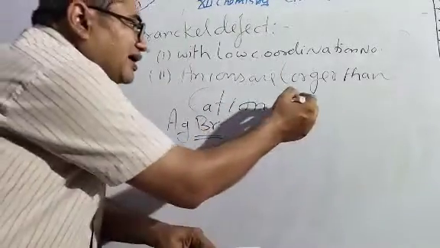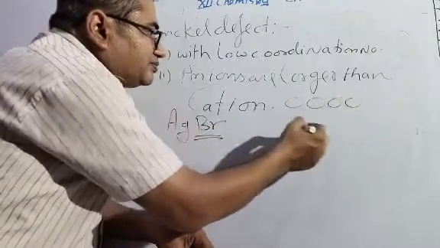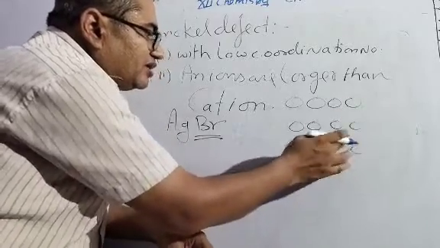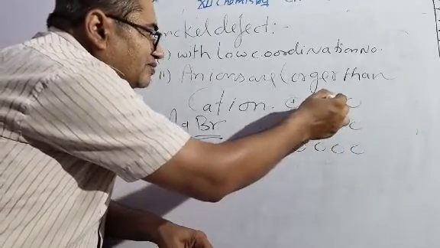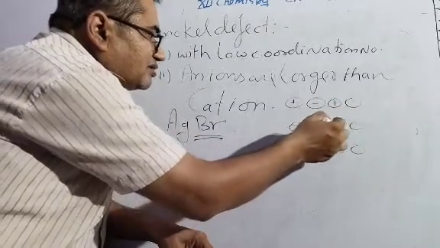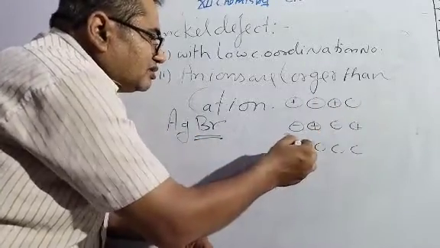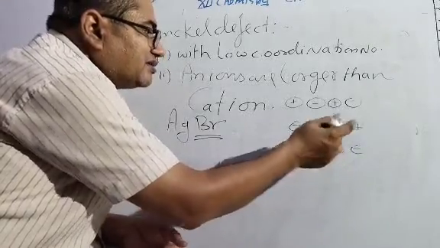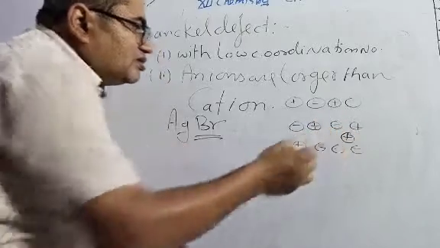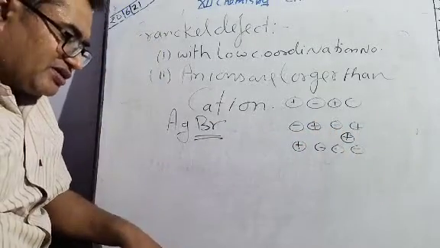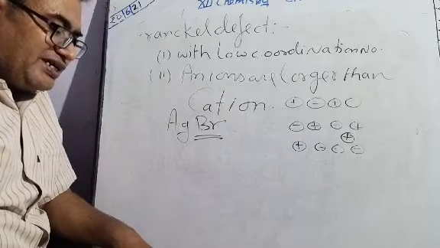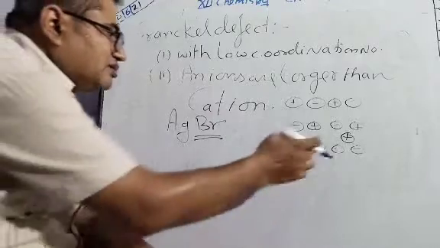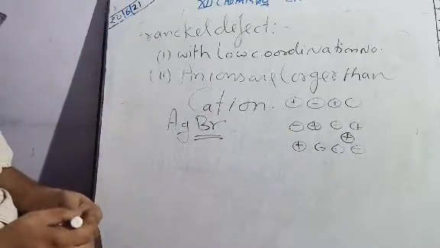Diagrammatically, I want to show you that these are the anions and cations: anion, cation, anion, cation, and so on. When one cation reaches over here in the interstitial position, this is the Frenkel defect. Understand? So a vacancy is created near the anion or cation. This is called a Frenkel defect.